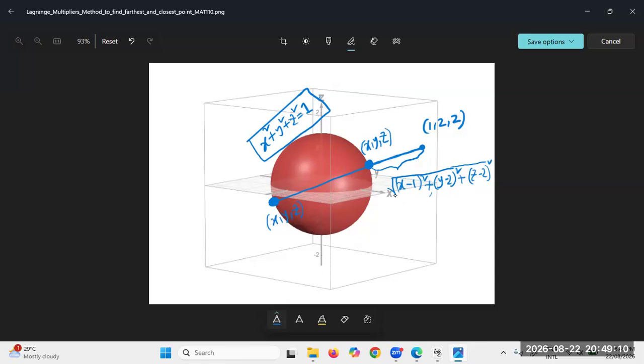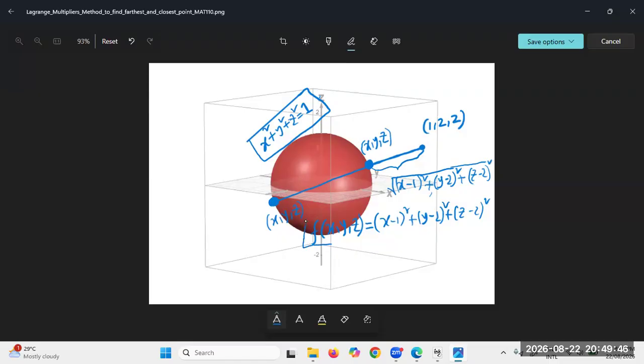So for simplicity, we are just removing this radical term, and that is (x minus 1) squared, (y minus 2) squared, (z minus 2) squared, and we need to maximize and minimize this distance function. This is important. We need to find the extreme values of this distance function, and those extreme values are the closest point and the farthest point.